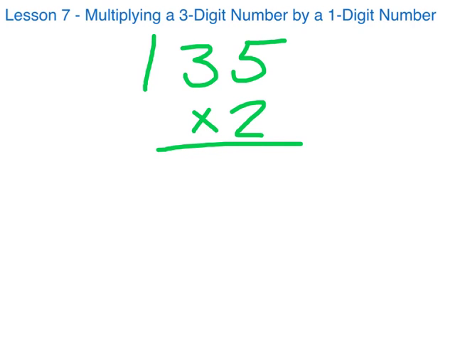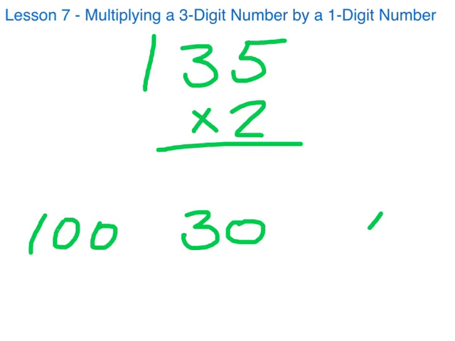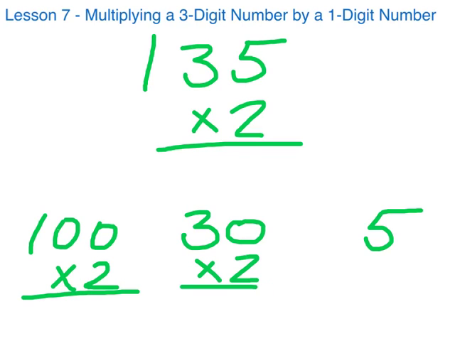So if we want to multiply 135 times 2, first thing we're going to do is take a look at our big number here, 135, and break it down into the numbers that make it up. So we know that 135 has 100 in it, it has 30 in it, and it has 5 in it. So those three numbers put together. So really our question is 100 times 2, 30 times 2, and 5 times 2. So pause the video for a minute and see if you can get the answers to these three questions.